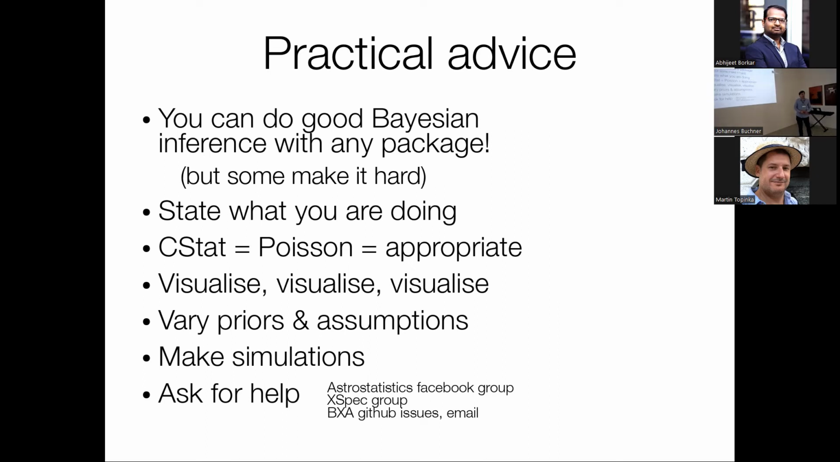It's also important in papers to state exactly what you're doing so that people can understand and maybe judge what they would have done differently and how much that would have affected things. I would say always use CSTAT. The reasons to use Gaussian statistics used to be computational and they're not really valid anymore. You can always use Poisson.